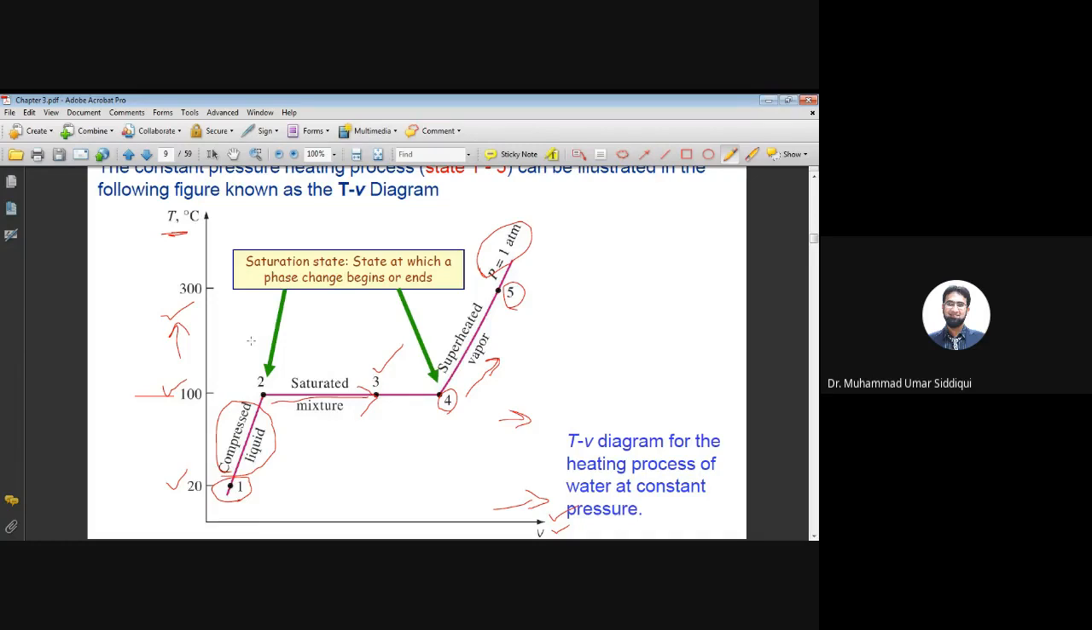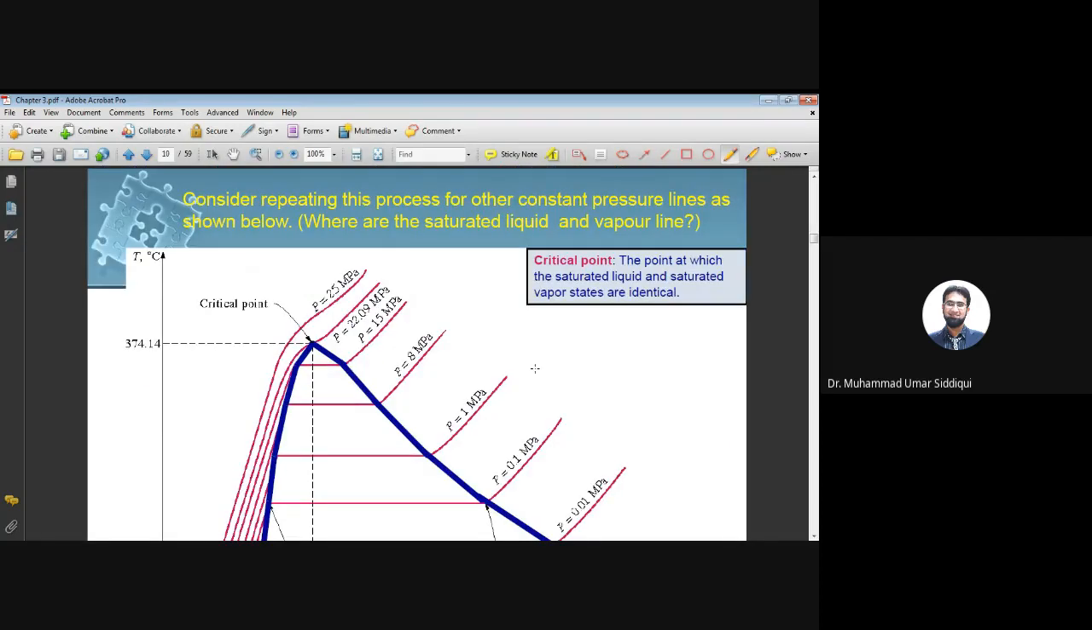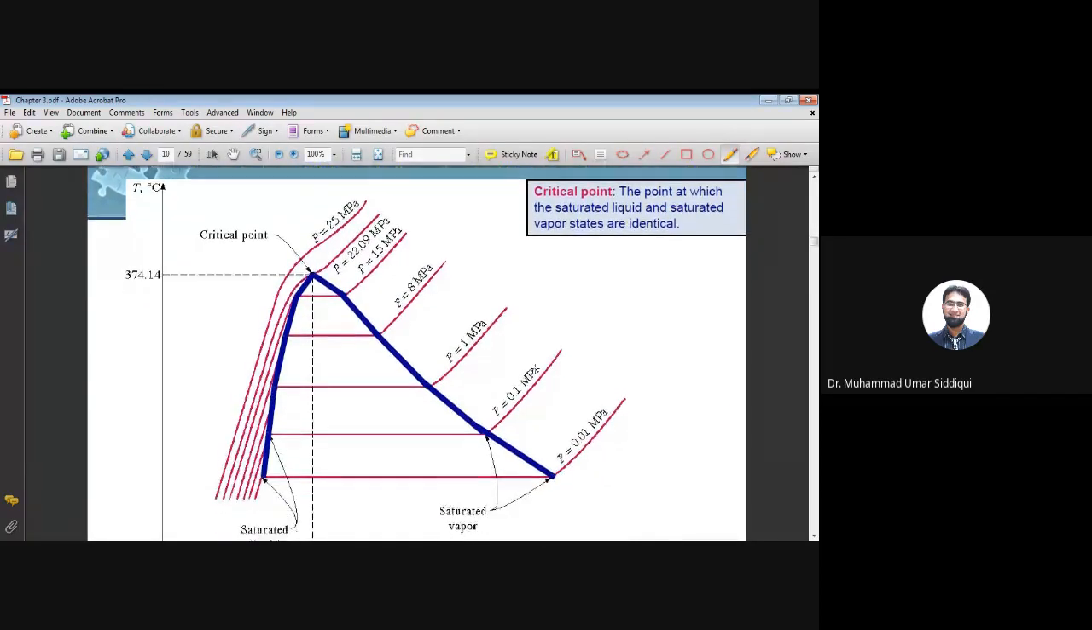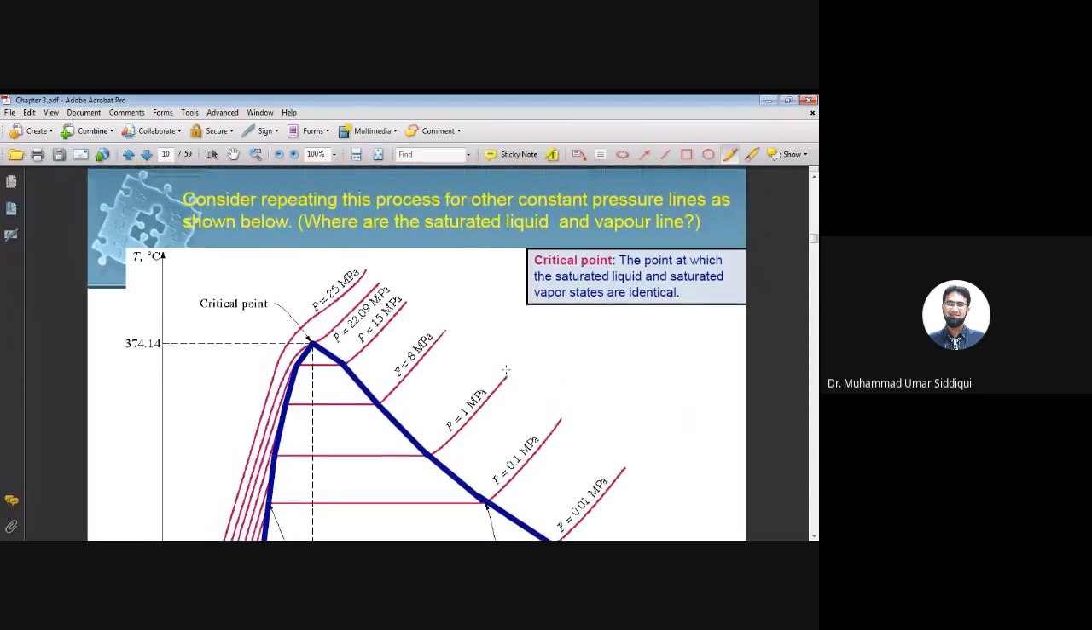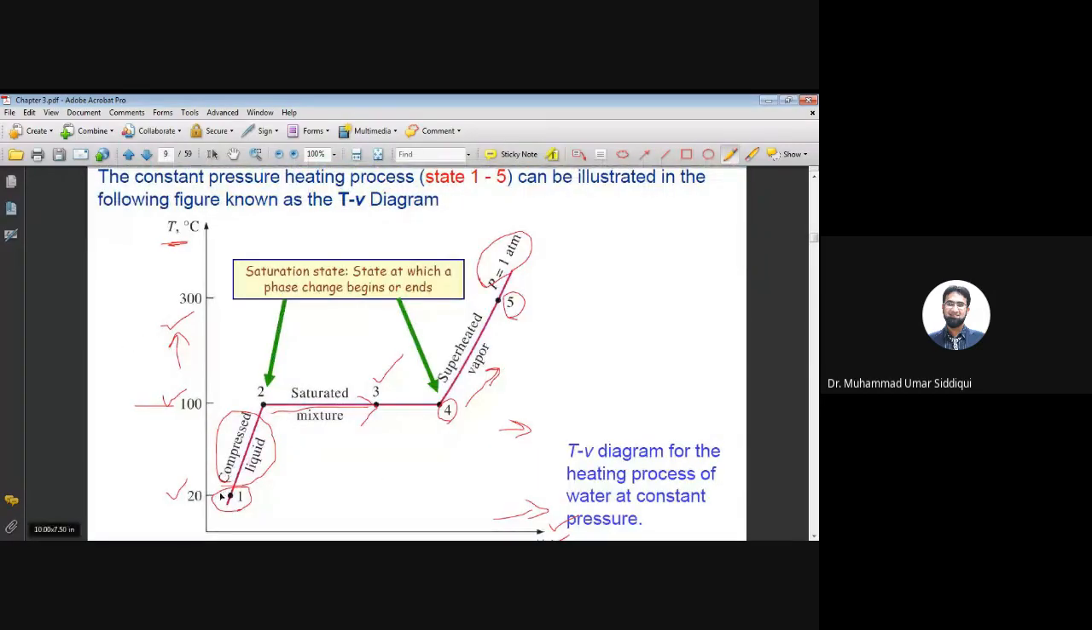Okay, so this is the TV diagram right now for a specific pressure. We talk about the one specific pressure. Now what we realize is that the TV diagram for one specific pressure follows a specific pattern. The pattern was like this, as I showed you: initially it is an inclined line, then you have a horizontal line, then you have another inclined line.